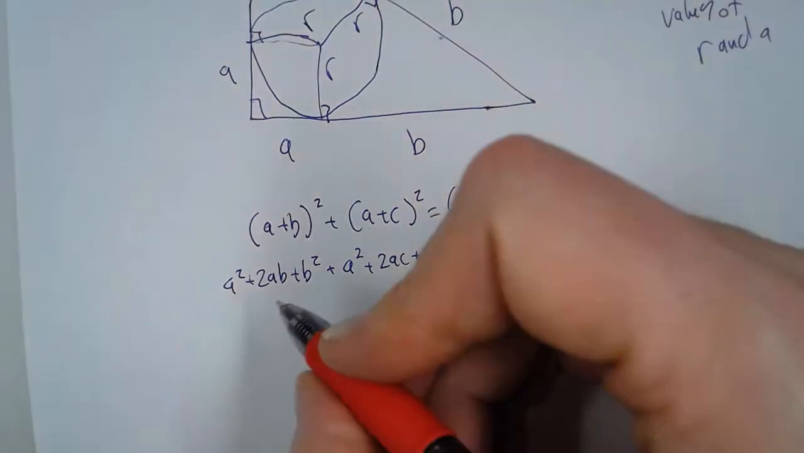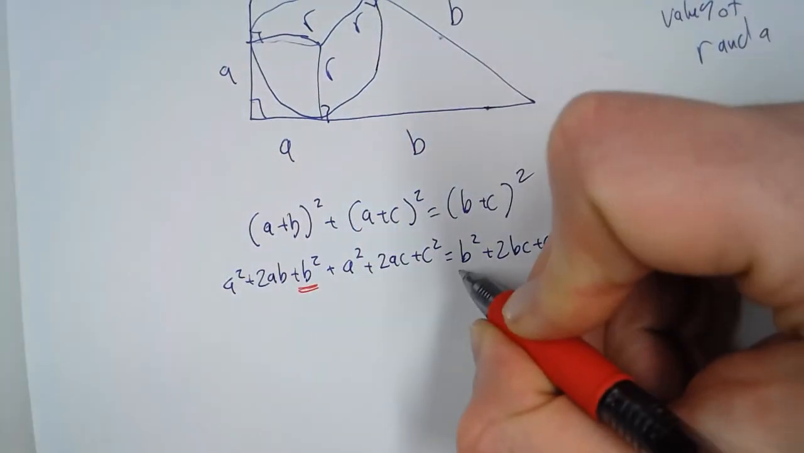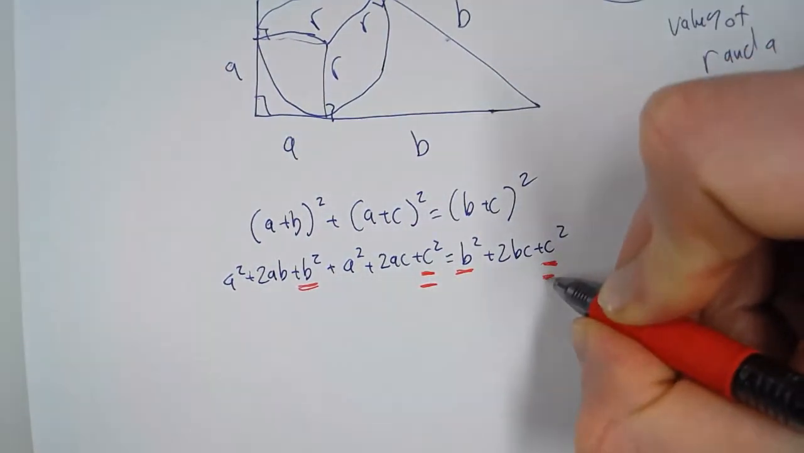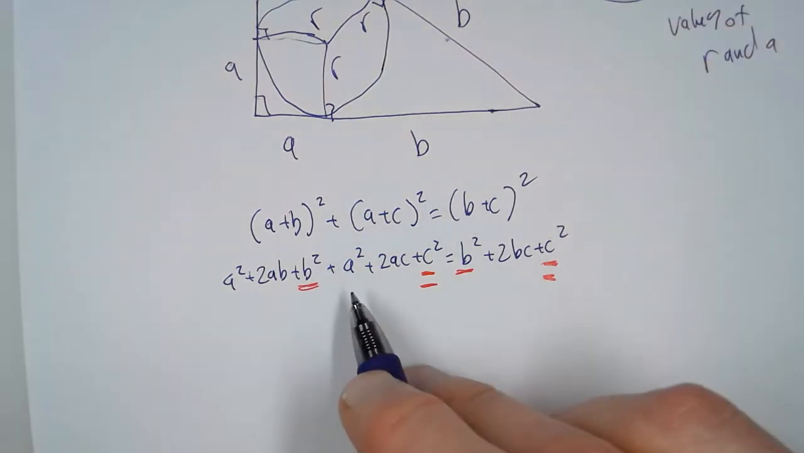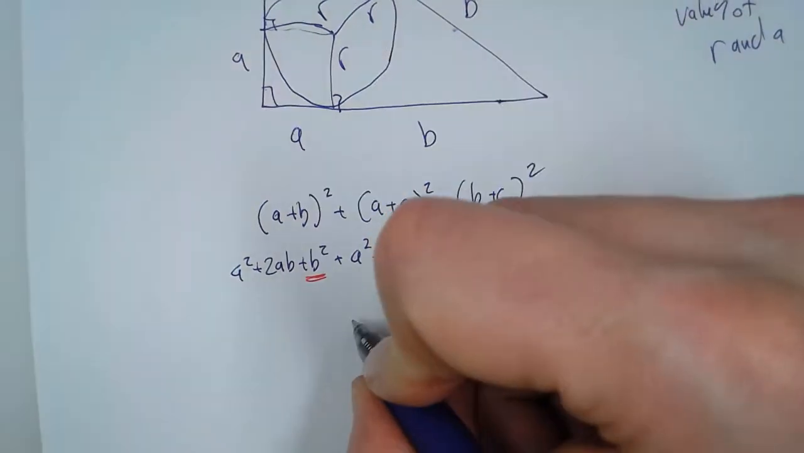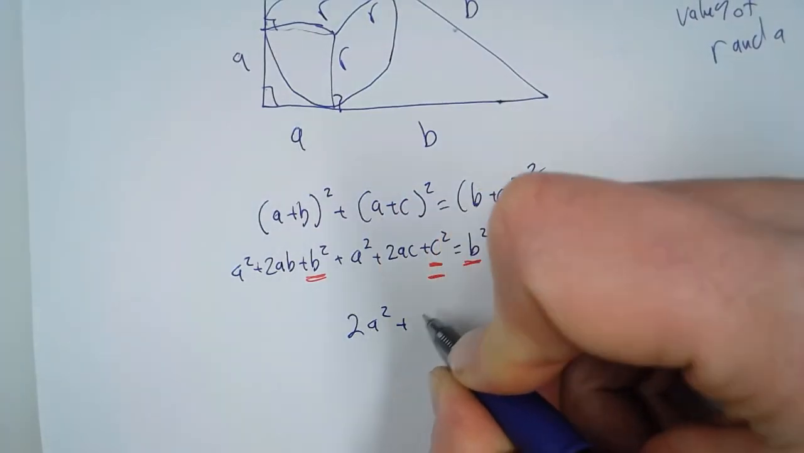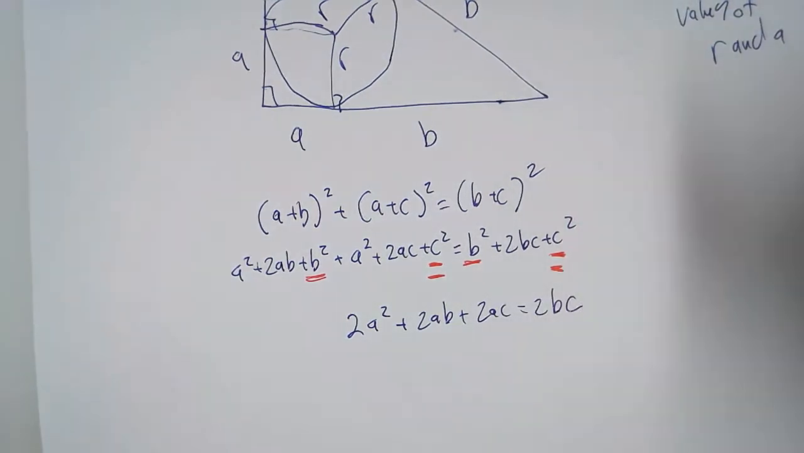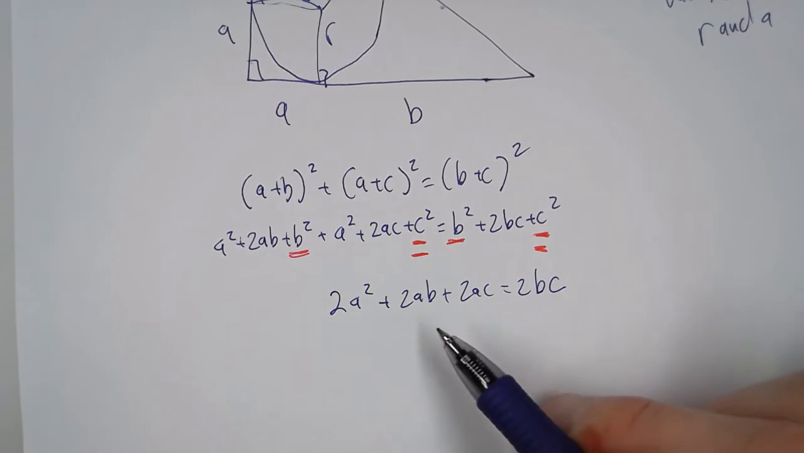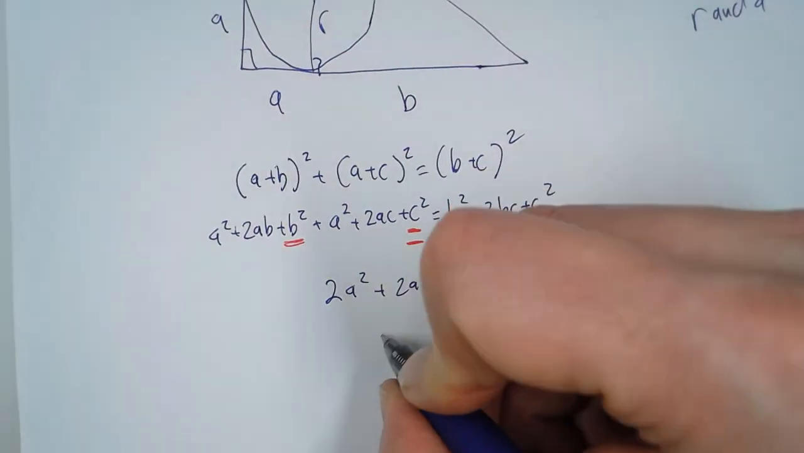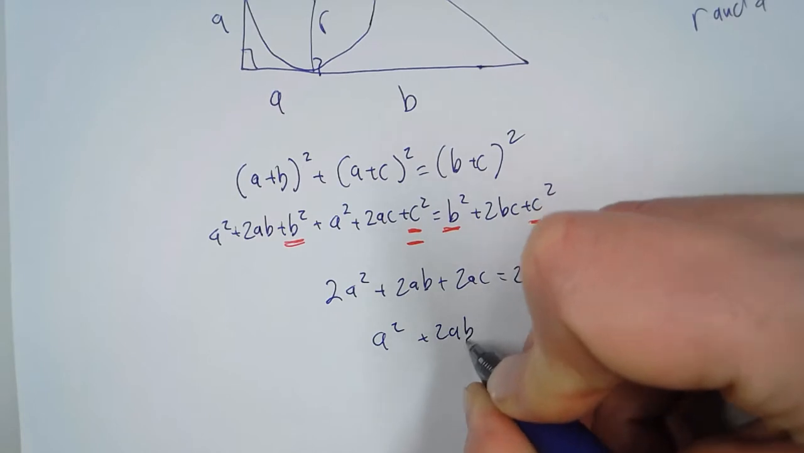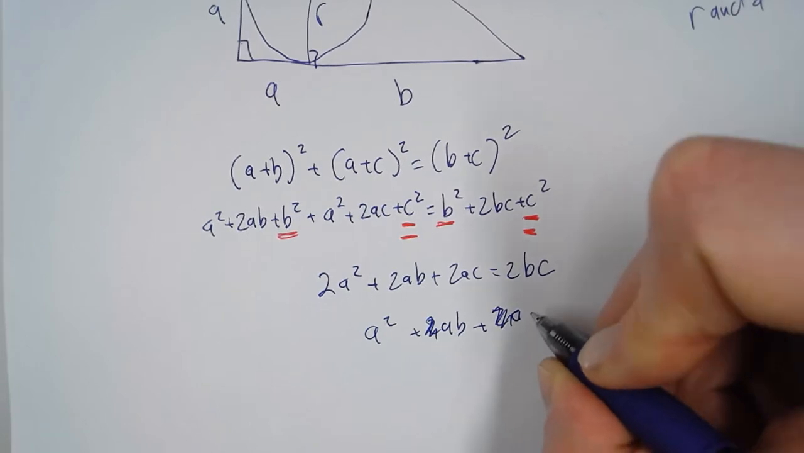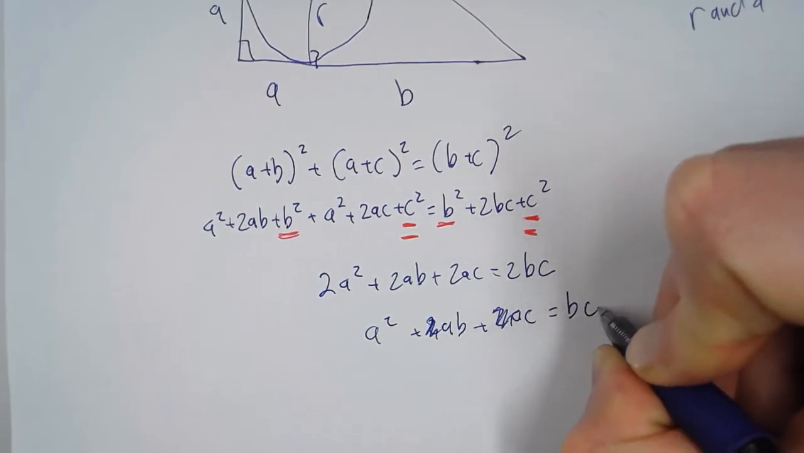Now what can we cancel out? Well, we've got a B squared right here and a B squared right here. Those we can cancel out. We've got C squareds that we can cancel out. And these A squareds can combine. So we have 2A squared plus 2AB plus 2AC equals 2BC. All right, we can divide everything by 2. So A squared plus AB plus AC equals BC.